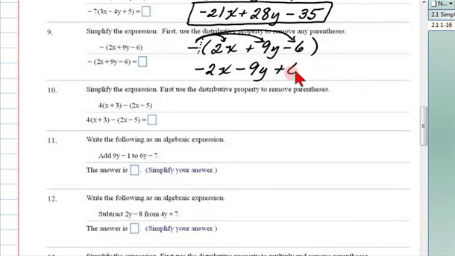Positive 6. Sometimes people think of a negative in front of parentheses as meaning write down the opposite of everything that comes afterwards. Instead of positive 2x, we got negative 2x. Instead of positive 9y, we got negative 9y. And instead of negative 6, we got positive 6. Are any of those like terms for me to combine? No.